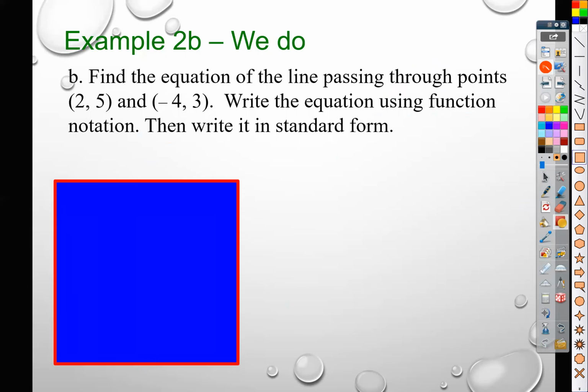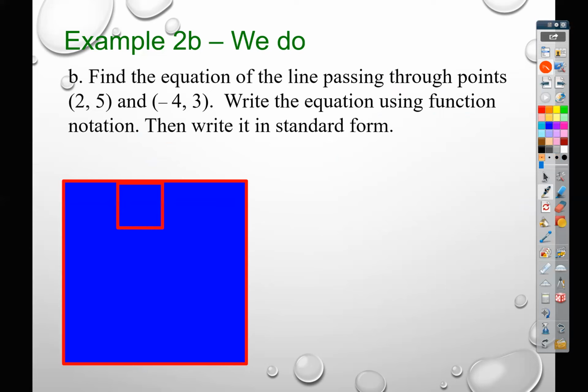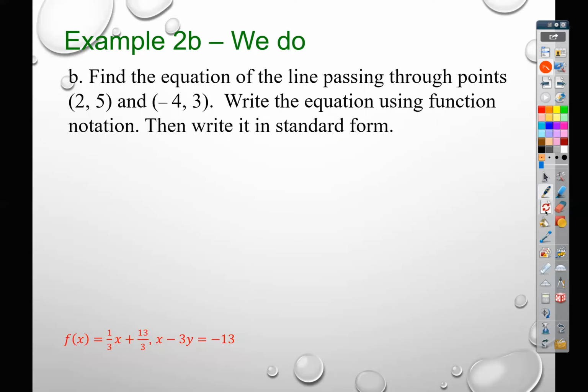Whoa. All right, let's try this. So we have, find the equation of the line passing through the points. You know what, I'm just going to erase that, and it's down there and you'll see it. Okay, find the equation of the line passing through the points (2, 5) and (-4, 3), and then write the equation using function notation, then write it in standard form.